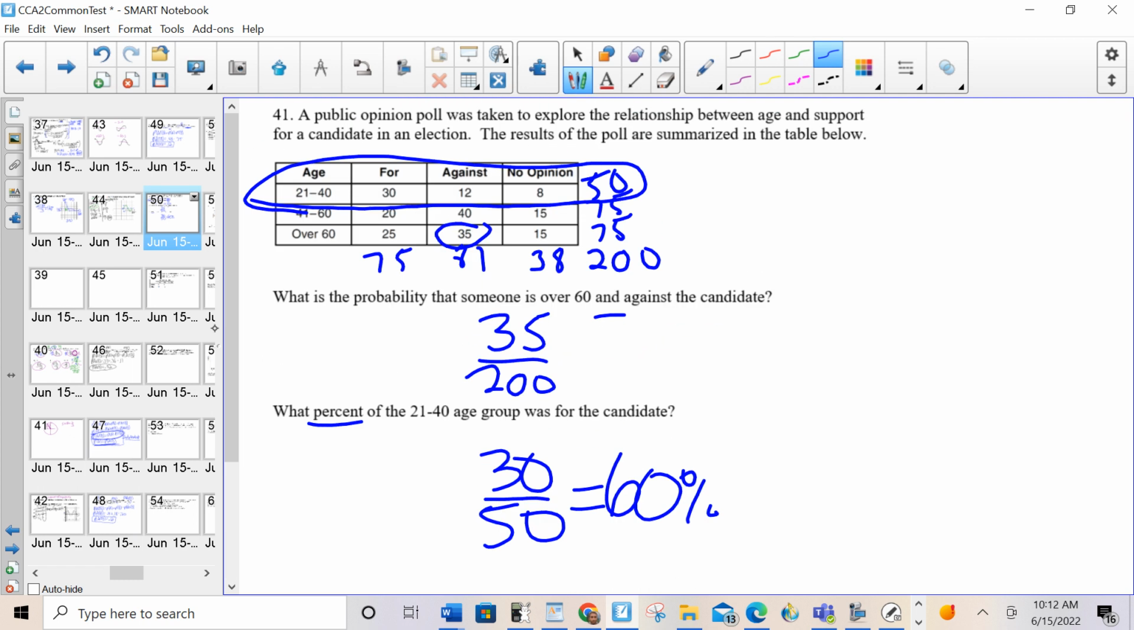Of course, they can ask you more things with two-way tables. If you're choosing from a certain group, circle that condition, and you can only use values inside there. If you see a keyword of "and," it's going to be over the total total. If it just asked for the probability of someone being for the candidate, your denominator is your total total, and your numerator would be the total for, which would be 75. There's a lot of different questions they could ask, but "and" is always over the total total. And if you see the phrase "given that," the condition comes after the phrase "given that."